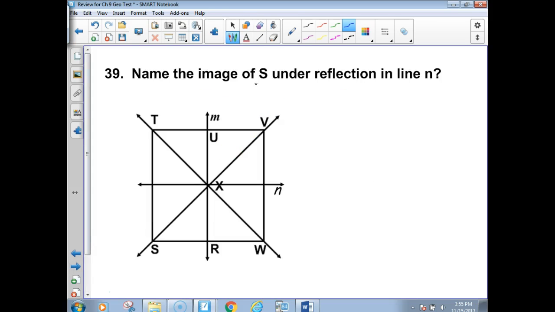All right, then 39, name the image of S under a reflection in line N. I don't know why we missed this so much. First of all, you should find line N. Highlight line N. Now, it's not going to be the same question on the test. It might be something else on here, and it might be over line M. But you've got to know what line you're going over. So if we name the image of S, and it goes over line N, where's it going to go? To T. It's got to go straight across the same distance. So this distance is equal to that distance. So that's why it goes to T, and the answer to the question is point T.